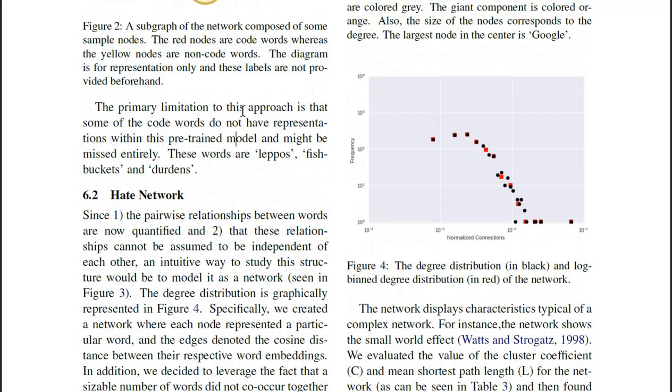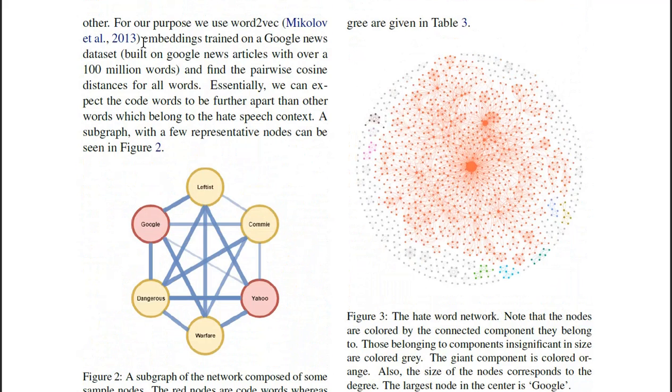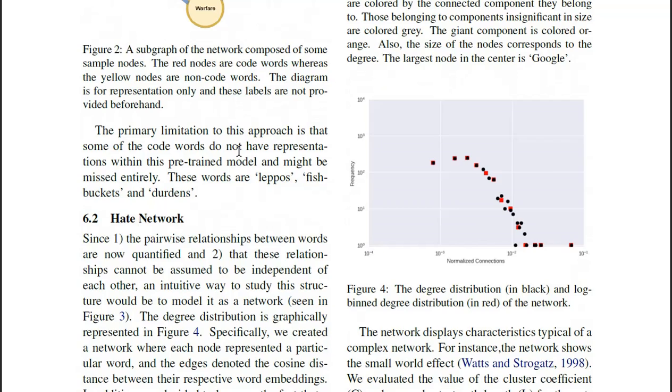Right. So the primary limitation to this approach is that some of the code words do not have representation within the pre-trained model and might be missing entirely. So why this? Since Word2Vec is a 2013 model trained on the Google News articles curated before that, words which popped up after that, which did not show up in the dataset, do not have a vector representation.